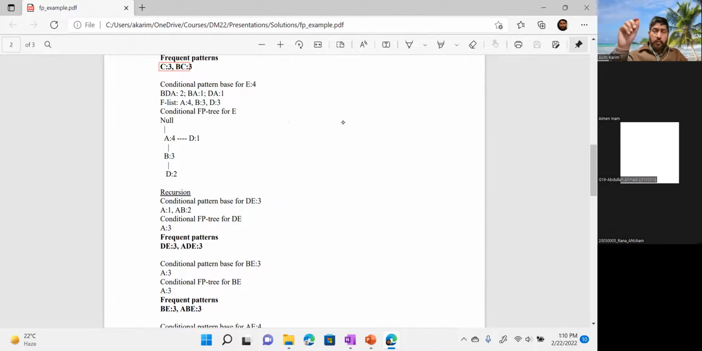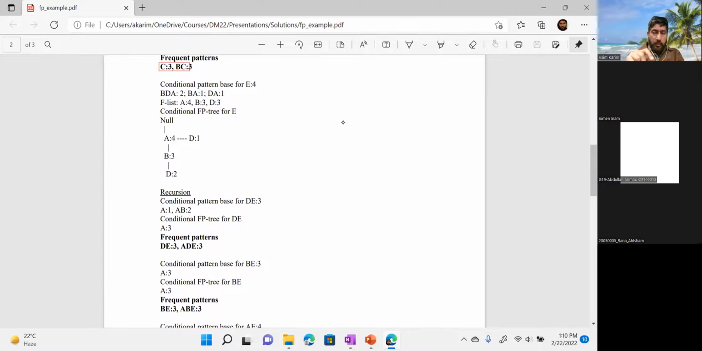So actually, since we only found the single item B as frequent, तो इसका simple बनेगा, null से नीचे B3 होगा. ऊपर जो बना हुआ है, I think my screen reader is not reading it properly, कोई issue लग रहा है.